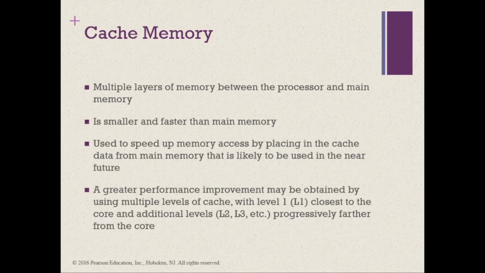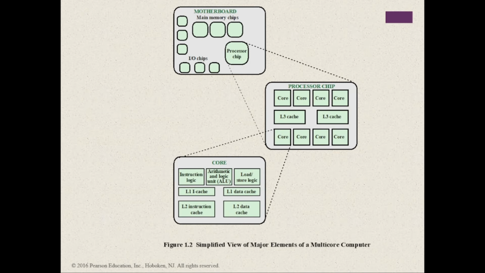Next we are going to have an illustration of a cache memory. So we have our motherboard, in general. We have our processor chip. This is the top view. And then inside the processor chip we have a number of cores: one, two, three, four. We have an octa-core, and then we have two L3 caches.